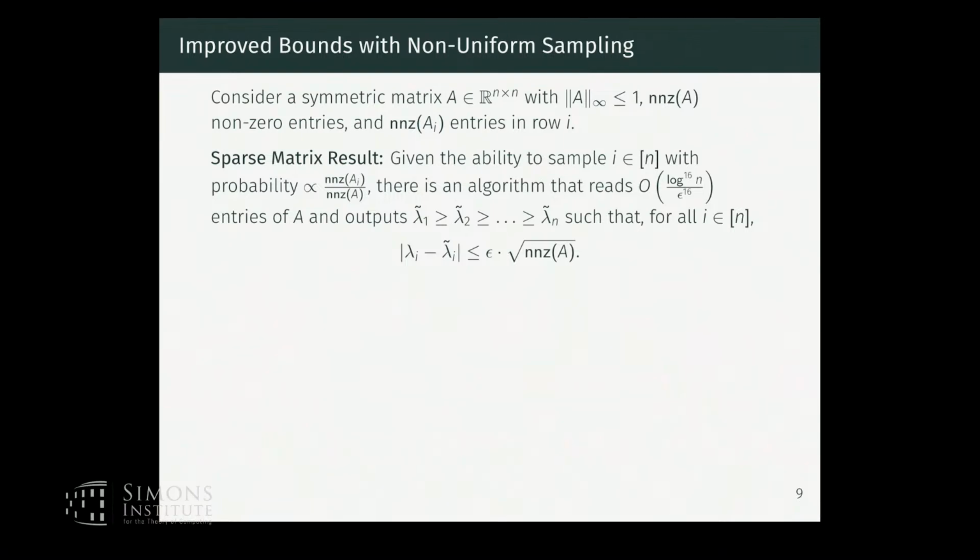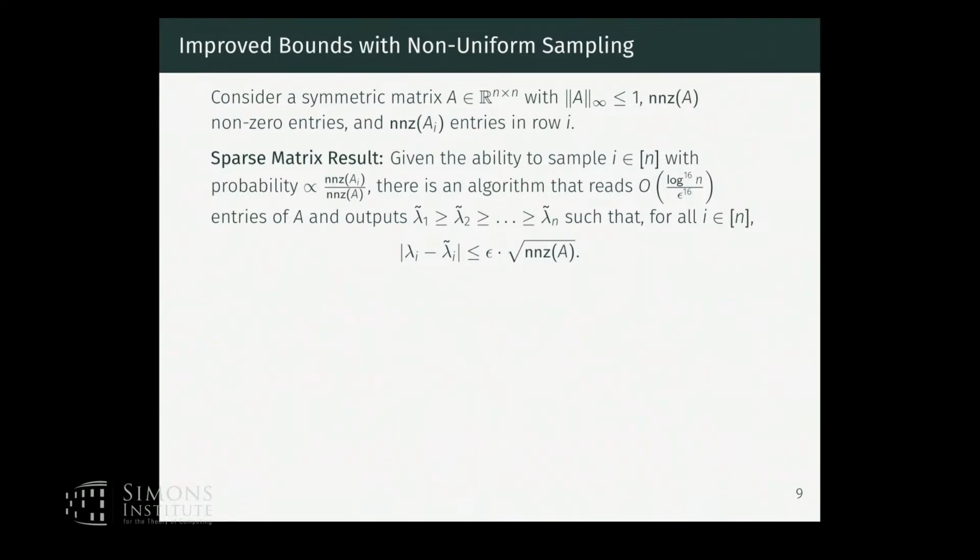Okay. Before I go into how we prove this, I just want to mention some other bounds that we have when we have better sampling routines. So consider, for example, that I'm still in the same setting. I have a symmetric matrix A. Its entries are bounded by 1. But now maybe it's not dense and it has nnz(A) non-zero entries, which maybe is a lot less than n squared, right?